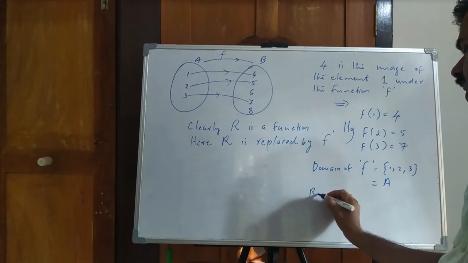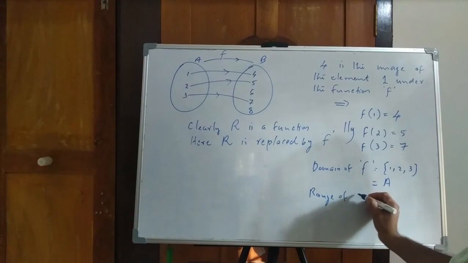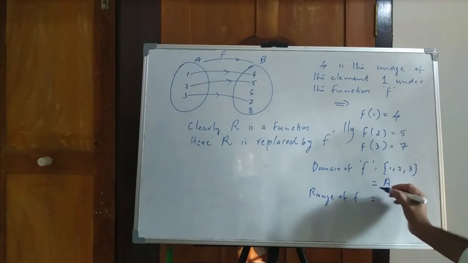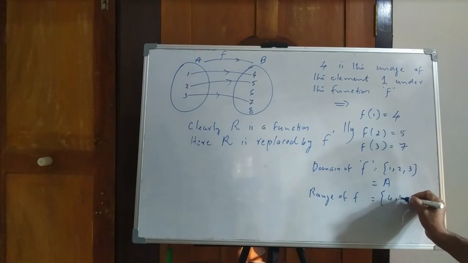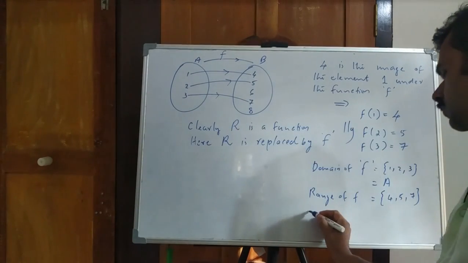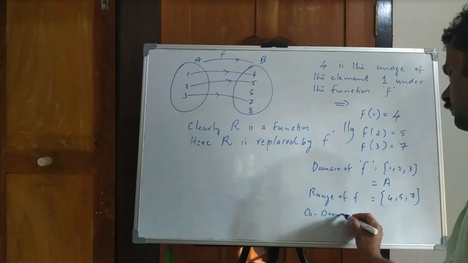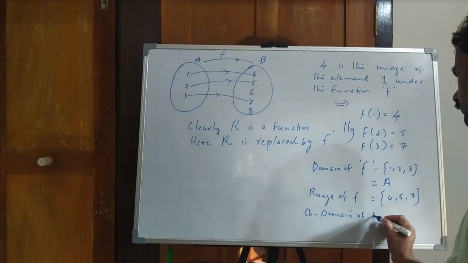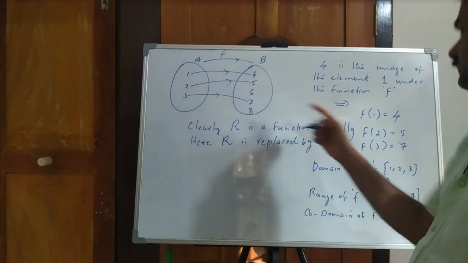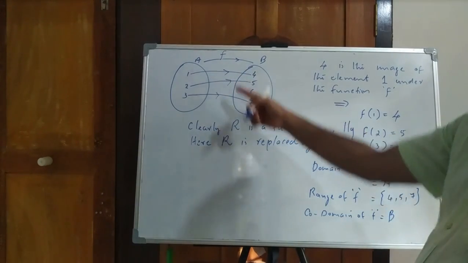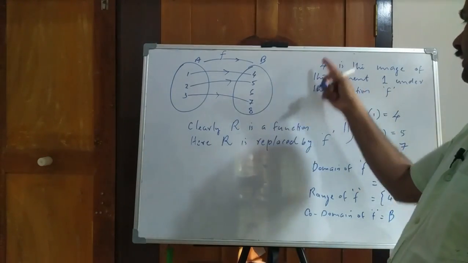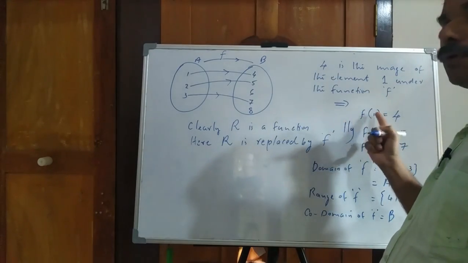Then what is range? Range of F. Range of F is what? Set 4, 5, 7. Then what is codomain? Codomain of F is equal to, codomain means always the set capital B, the big set capital B. That is codomain.